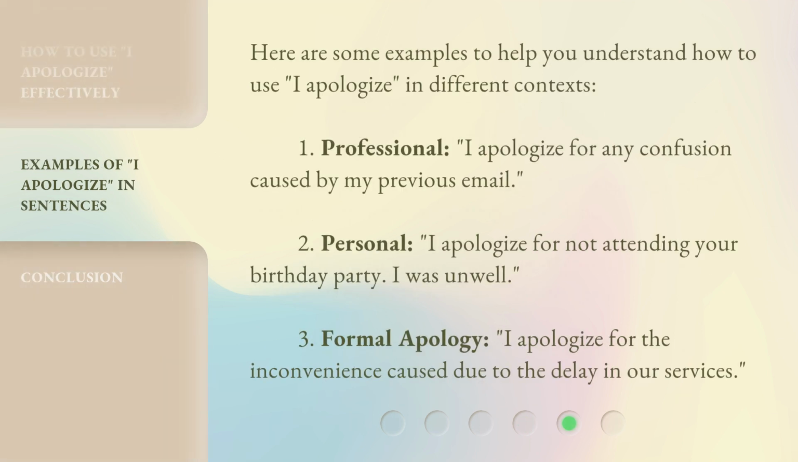Here are some examples to help you understand how to use I apologize in different contexts. 1. Professional. I apologize for any confusion caused by my previous email. 2. Personal. I apologize for not attending your birthday party. I was unwell. 3. Formal apology. I apologize for the inconvenience caused due to the delay in our services.